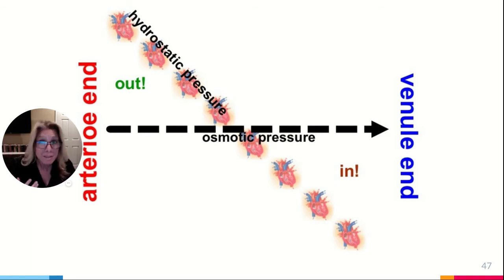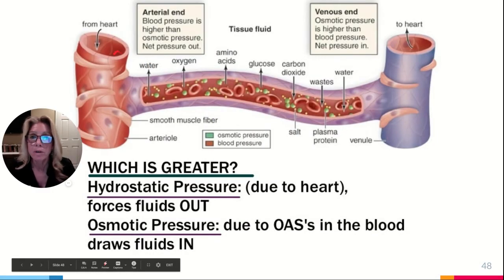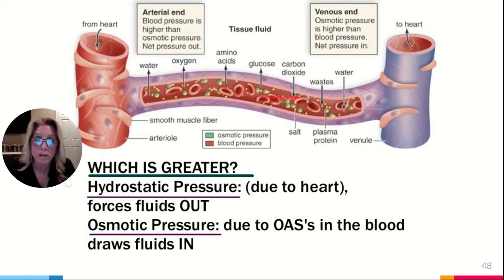Why is that amazing? Because here, oxygen and nutrients are forced out of your blood vessels and into your tissue fluid so your cells can get it. But by the time you get to the venular end, you're picking up the waste and the CO2 because the return is happening. Let me show you another chart for that. Okay, so here's an arterial, here's your capillary, here's your venular end.